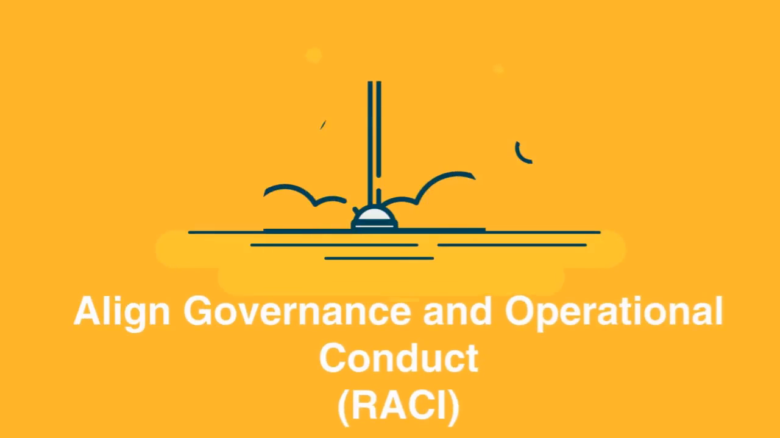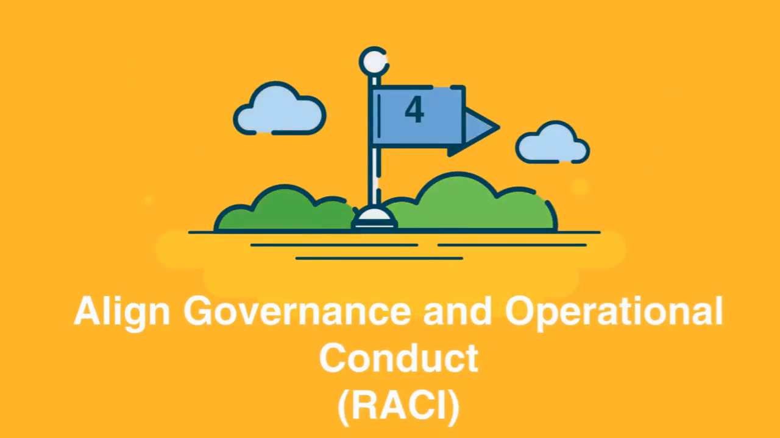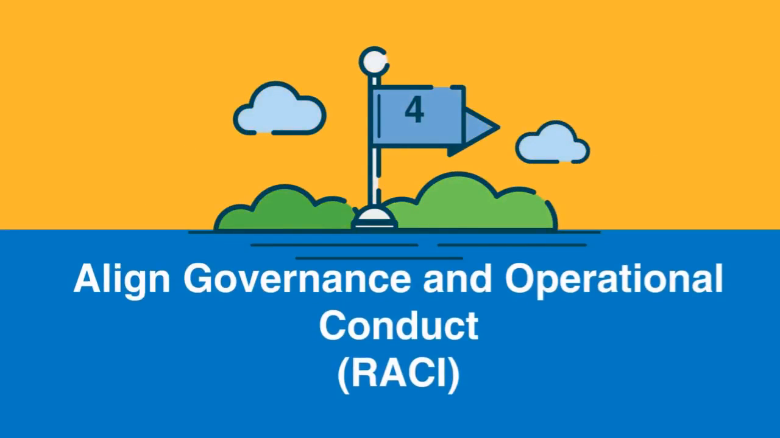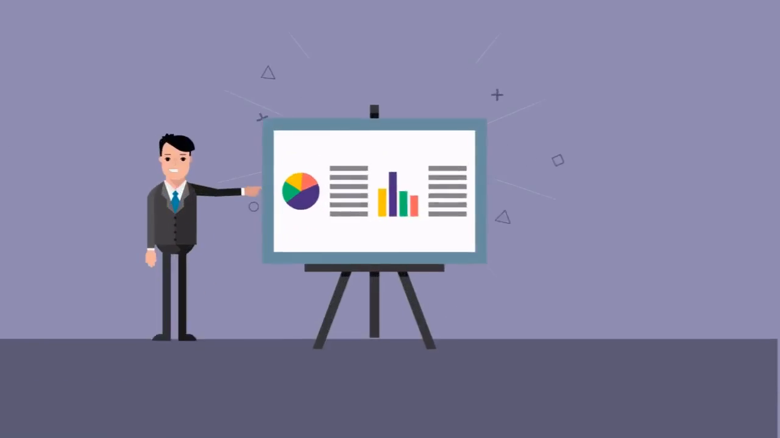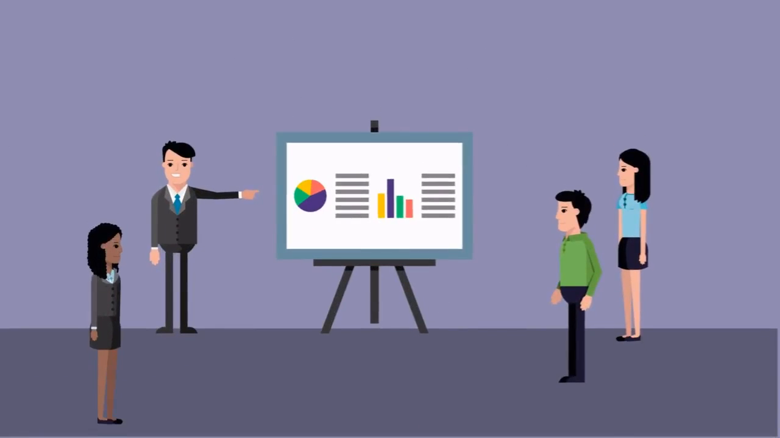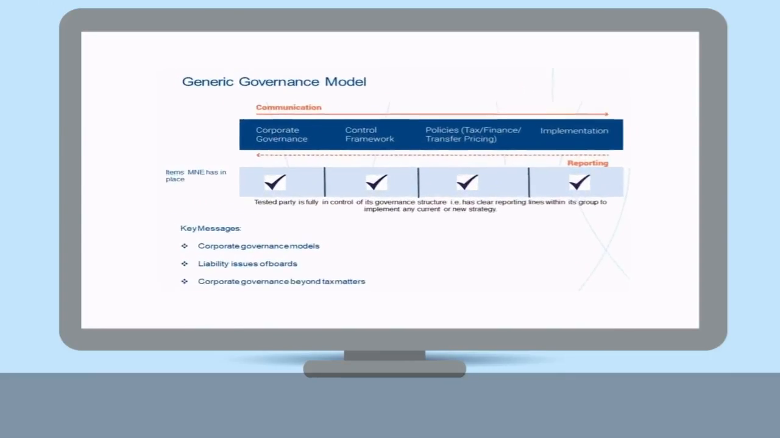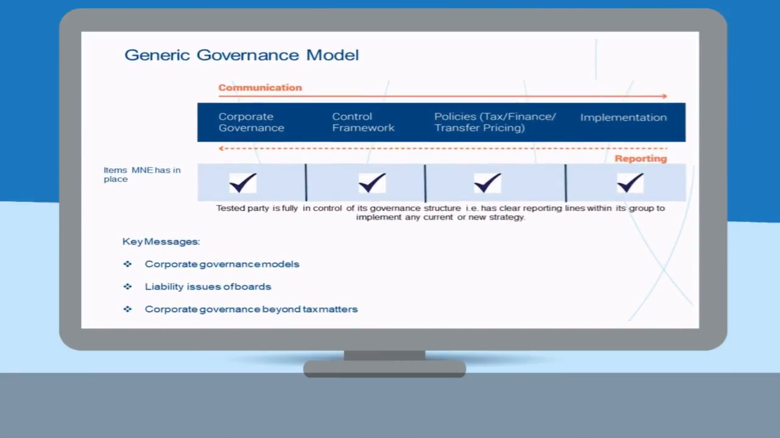The fourth step in the journey towards full control is aligning governance and operational conduct. Assigning clear roles and responsibilities to employees in charge of data filings increases ownership and accountability within your team. Without clear governance roles to support the control of company operations, it can be difficult for your company to defend itself in a potential dispute.